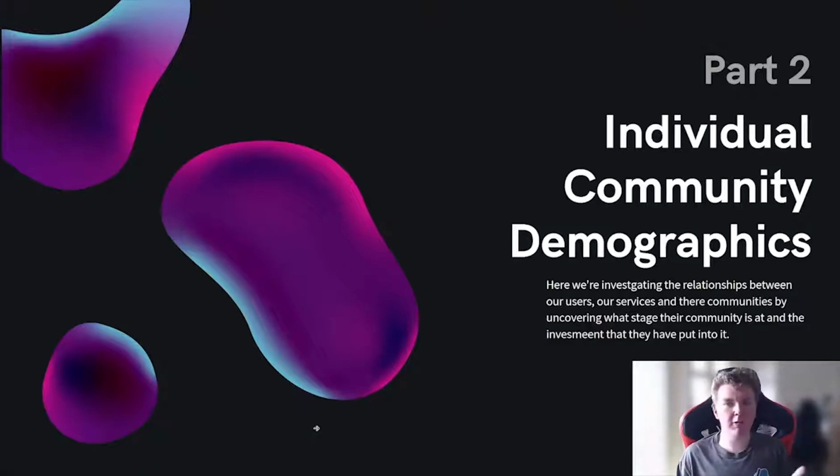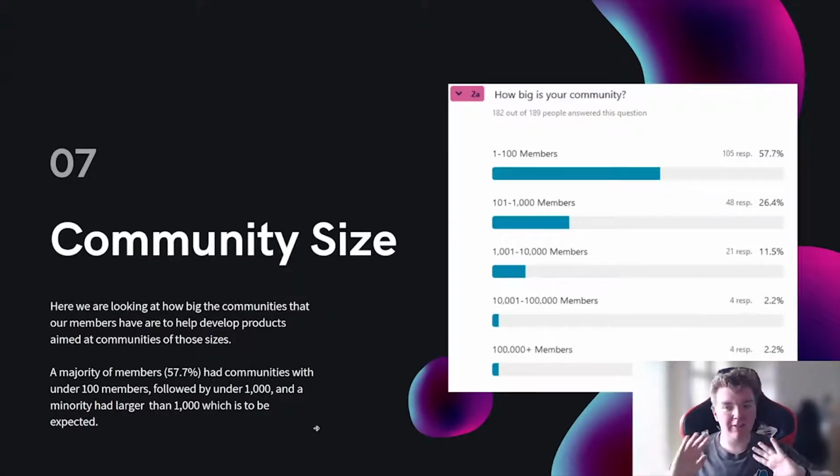So what sort of communities advertise on iOS, and what sort of communities use iOS's services to help grow their own community? Community size, most communities have less than 100 members, which was something quite interesting to us, but it makes a lot of sense really. Our aim is to support those communities.